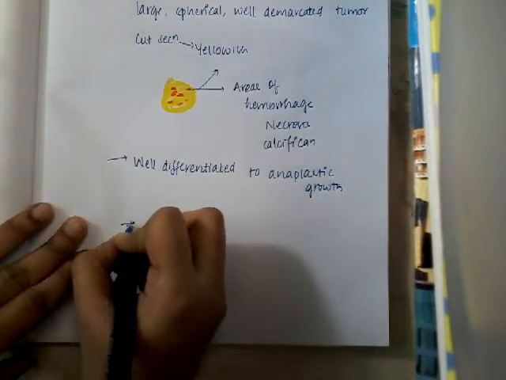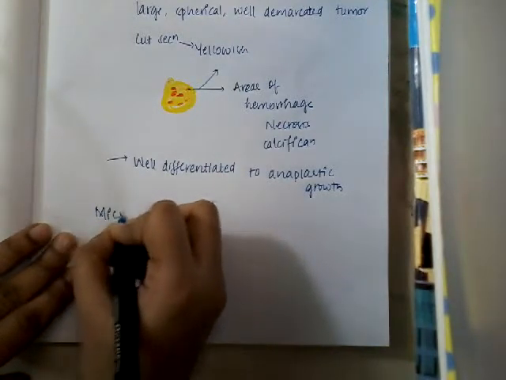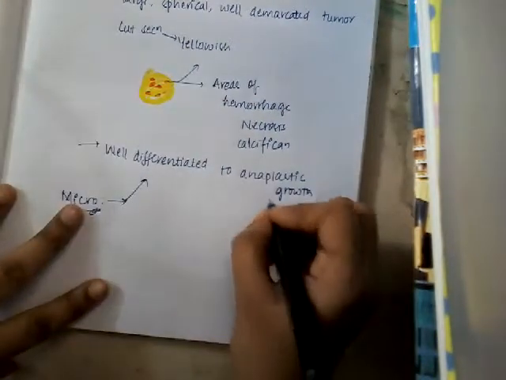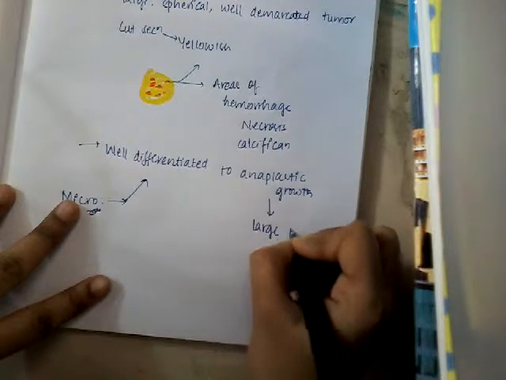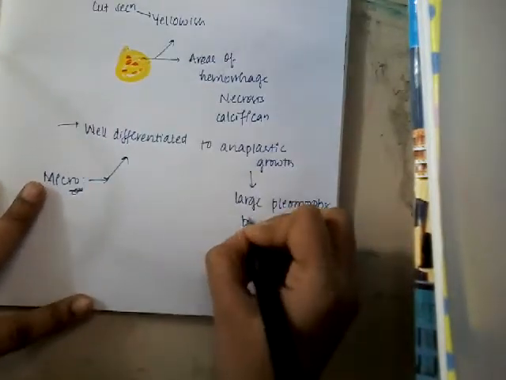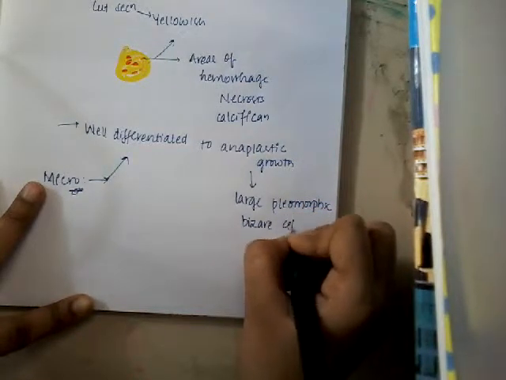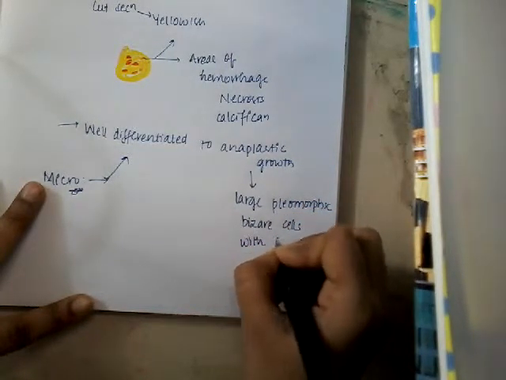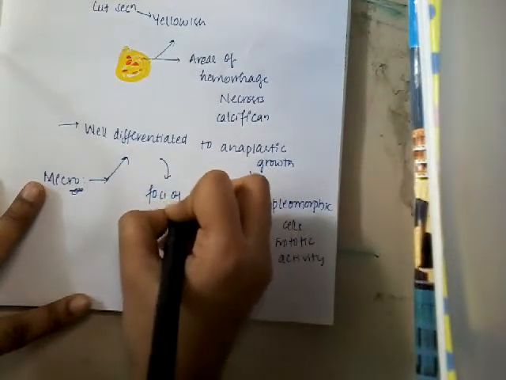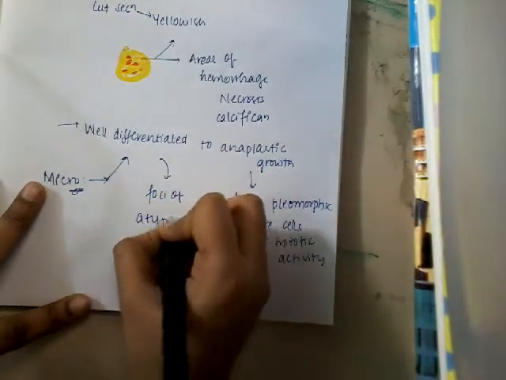Now microscopically, it can be well differentiated to anaplastic growth. If it is anaplastic, there are large pleomorphic bizarre cells with high mitotic activity. If it is well differentiated, they will have just foci of atypia. So this is how we see morphologically the adrenocortical carcinoma.